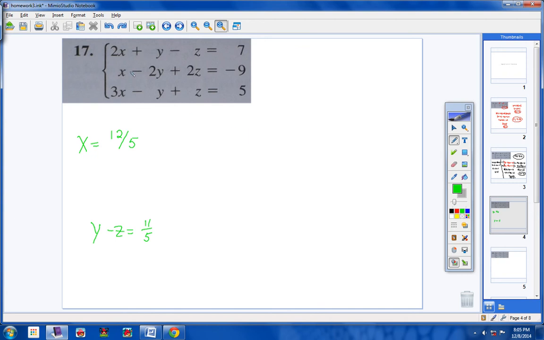So here we go. For x, right here, I'm going to put 12 fifths minus 2y plus 2z equals negative 9. Now, bring the 12 fifths over and make it a negative 12 fifths. And I would have, let's see, negative 9 minus 12 divided by 5. And that's going to give you a negative 57 over 5. So negative 2y plus 2z equals negative 57 over 5.